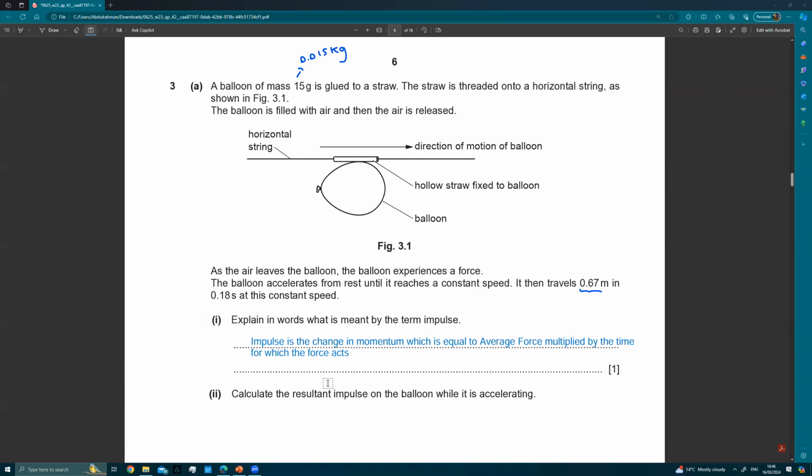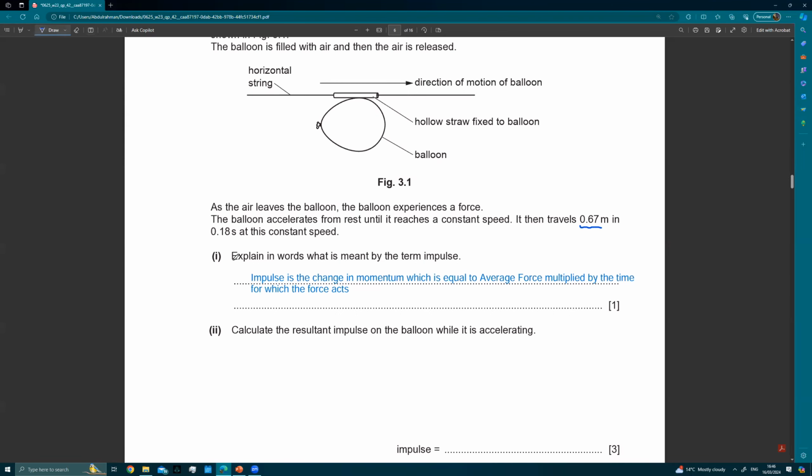Calculate the resultant impulse on the balloon while it's accelerating. Okay, well, we know that impulse is either equal to force multiplied by time, or we know that impulse is the change in momentum. Thing is, I don't know how long the force was acting for, so I can't really use this equation. So instead, I'm going to use this equation here. Okay, I've been given the mass, right? The mass was 0.015.